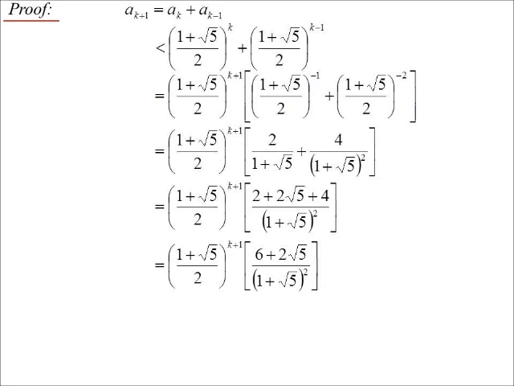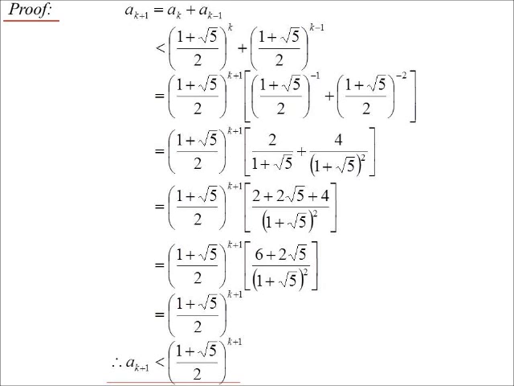The top is 2 plus 2 root 5 plus 4, which is, of course, 6 plus 2 root 5. Those observant amongst you will realise 1 plus root 5 squared is equal to 6 plus 2 root 5. Very good. So actually, my question to you about less than or greater than didn't matter because it's actually equal to 1. So indeed, term k plus 1, if we read down, is less than 1 plus root 5 on 2 to the power of k plus 1. Ta-da!